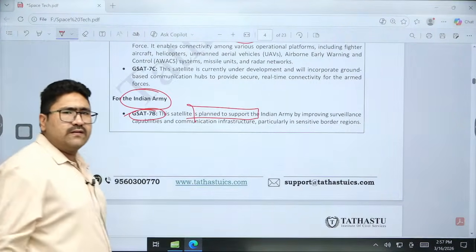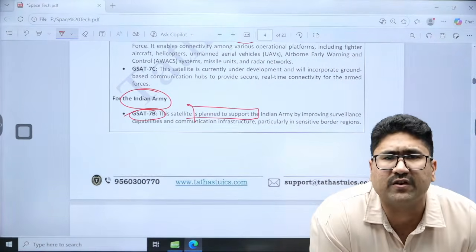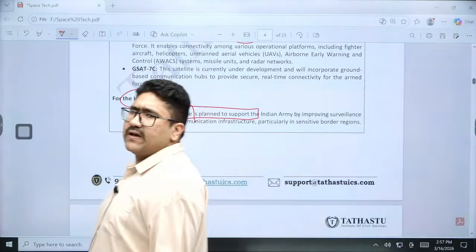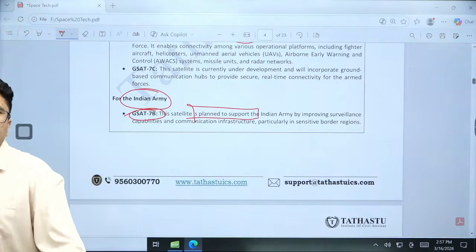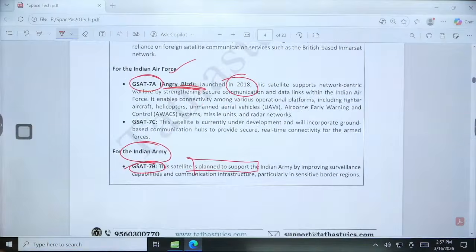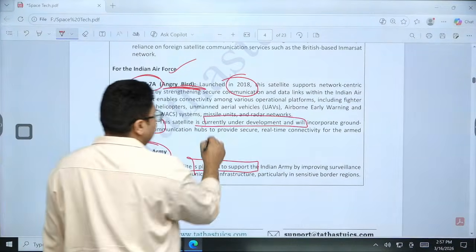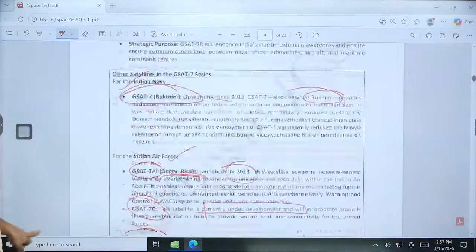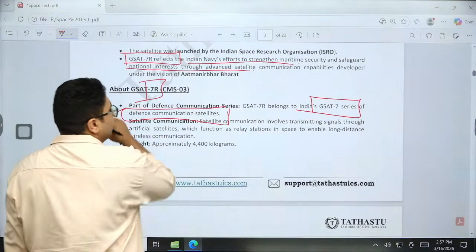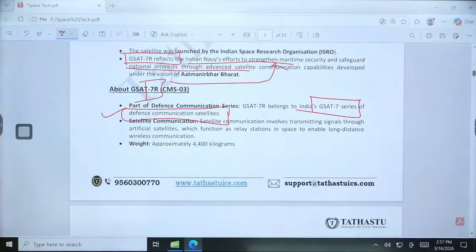So what you need to remember is that in GSAT-7 series, which is for defense communication purposes, we have already launched 2 satellites, that is 7 and 7A. 7 is for Indian Navy, known as Rukmani. 7A is for Indian Air Force, known as Angry Bird. In that series, 7C is also going to be launched. It is still under development stage and it will be used for Indian Air Force. But what we have already launched is GSAT-7R. 7R will be used by Indian Navy for maritime operations.